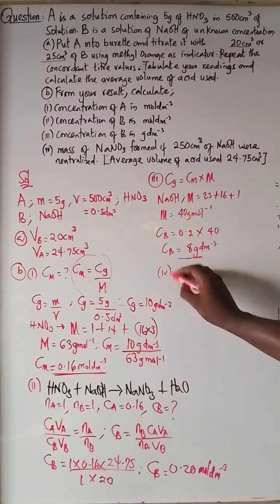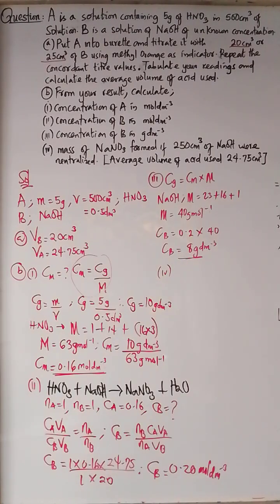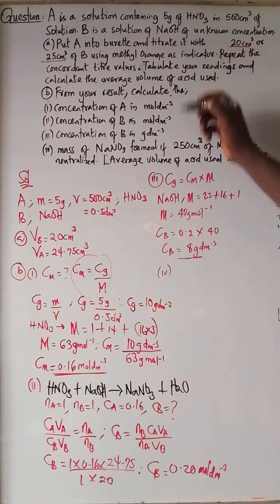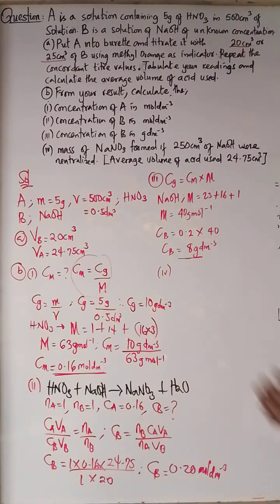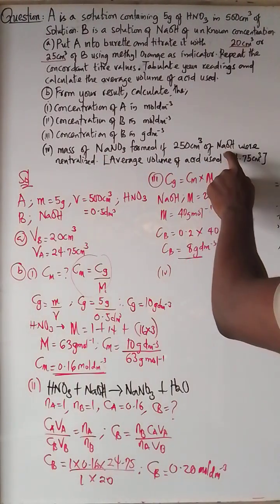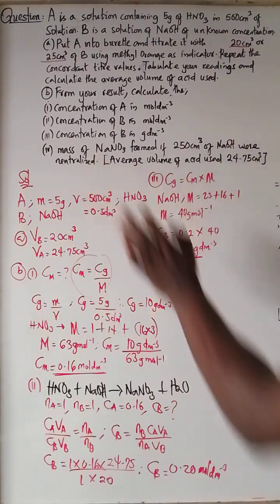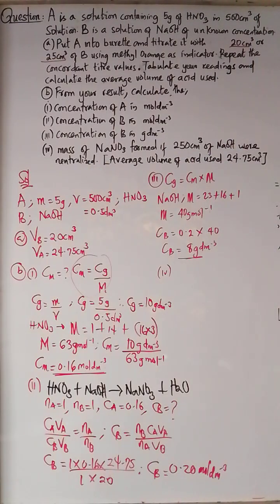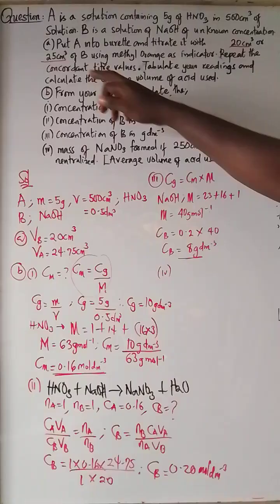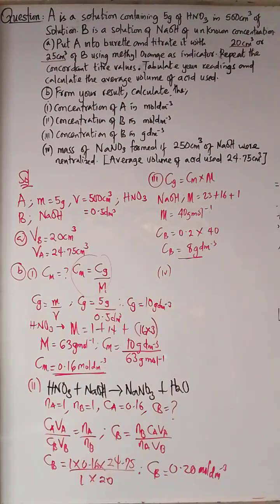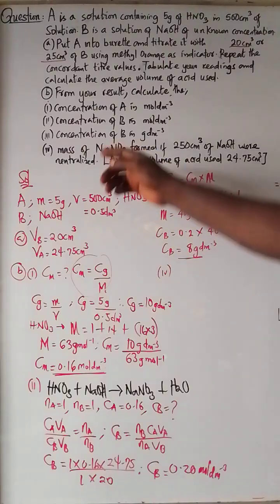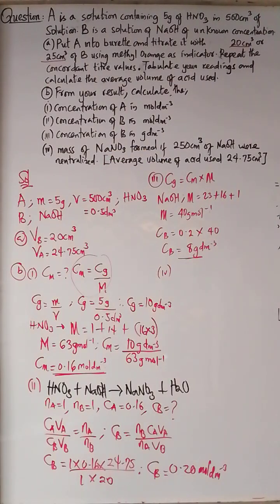Then part IV. Calculate the mass. There should be D here. Calculate the mass of sodium nitrate formed if 250 cm cube of sodium hydroxide were neutralized. So meaning instead of neutralizing 25 cm cube, if 250 cm cube is neutralized, what will be the mass of sodium nitrate that will be formed?